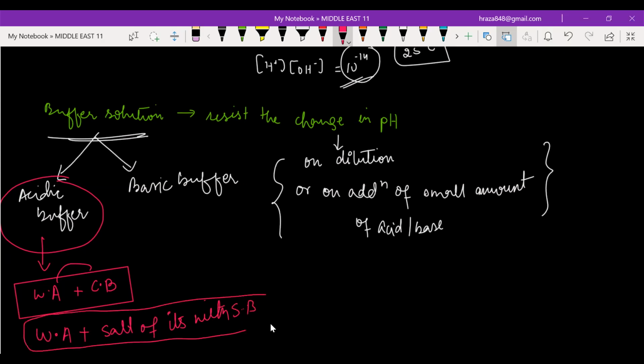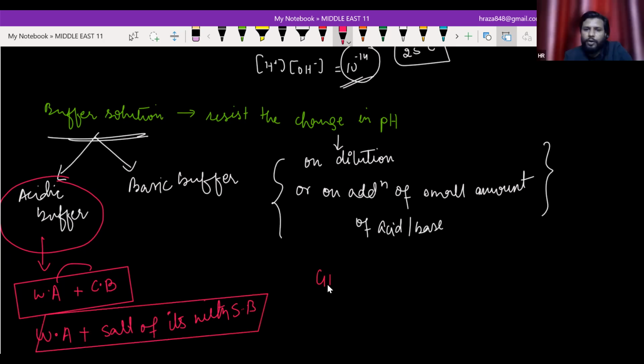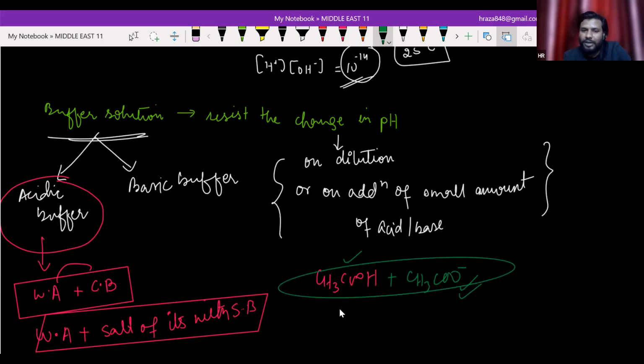Yes sir. So basically, if I take an example, I just took an example CH3COOH. If it is mixed with its conjugate base, we just remove H plus. If you just remove H plus, it will be left with CH3COO minus. This is the conjugate base. So the mixture of this is acidic buffer, because here it is a weak acid and its conjugate base.